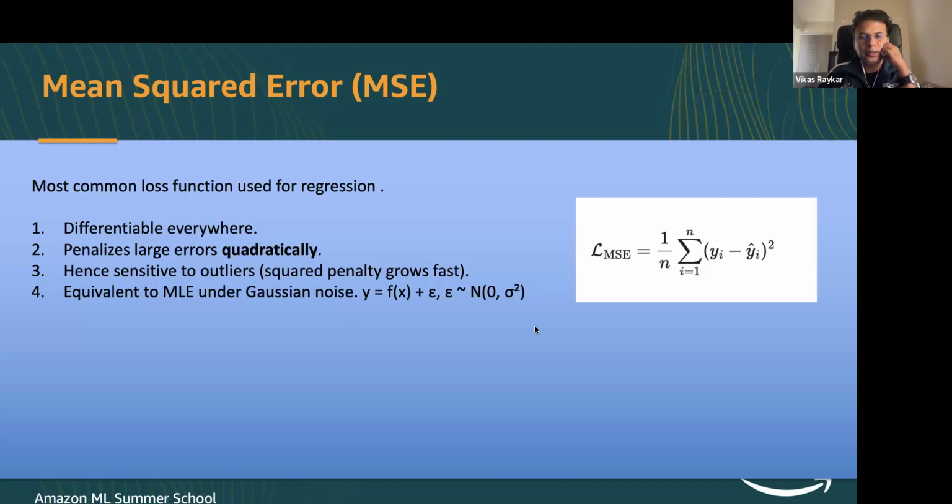Theoretically, this can be shown to be equivalent to the maximum likelihood estimator under Gaussian noise. If you model y is equal to f of x plus epsilon, where epsilon is normally distributed with mean 0 and variance sigma square, then the maximum likelihood estimator will optimize this loss function, which is the mean squared error.